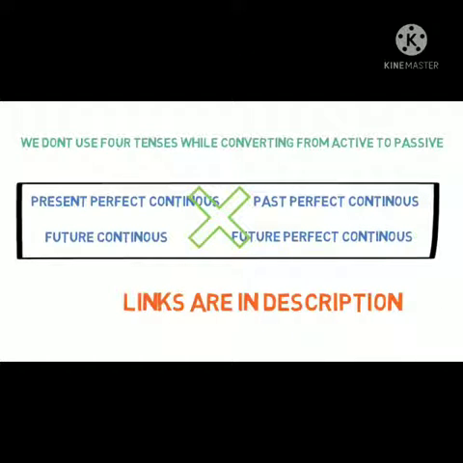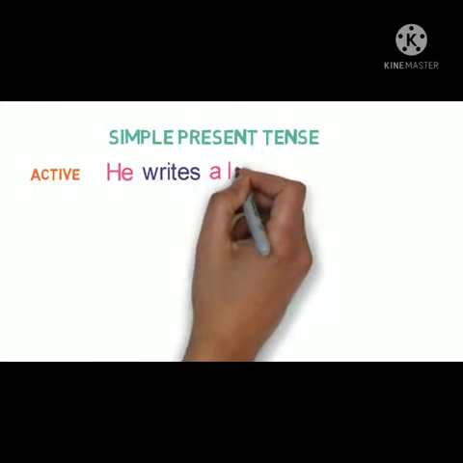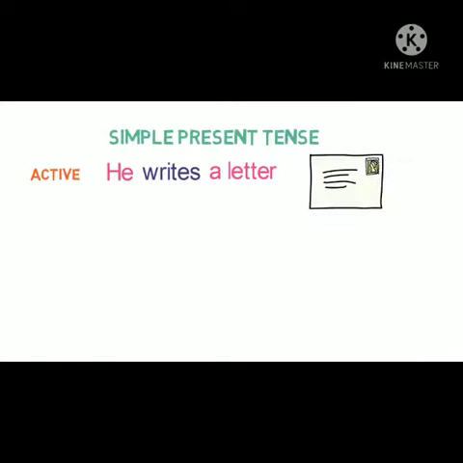Now we will see examples of each of the 8 of them to make things clearer. Let's see for simple present tense. The active sentence is he writes a letter. Now to convert it into passive, we will use the 5 steps we discussed previously.